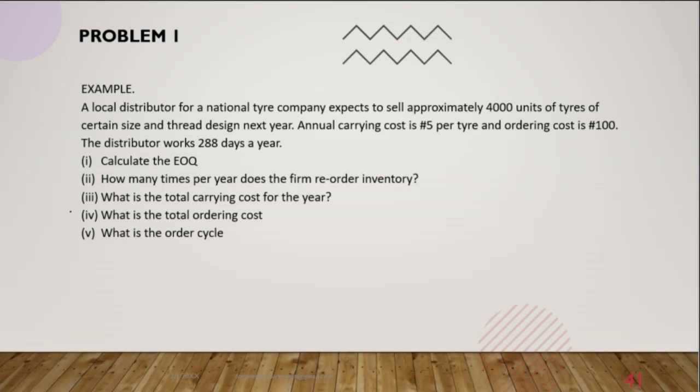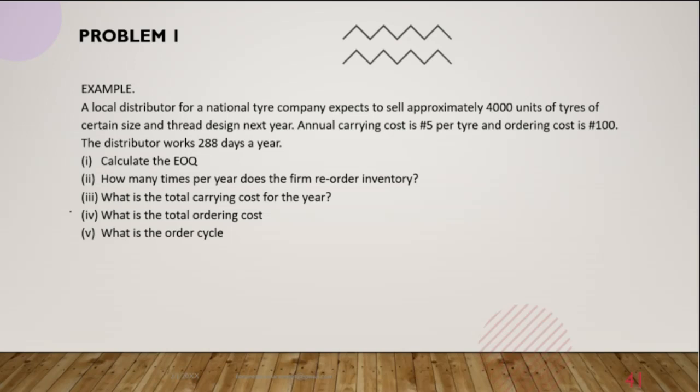Problem number 1. A local distributor for a tire manufacturing company expects to sell approximately 4,000 units of tire of certain size and tread design next year. Annual carrying cost is 5 naira per tire and ordering cost is 100 naira per order. The distributor works 288 days in a year. Calculate the economic order quantity.